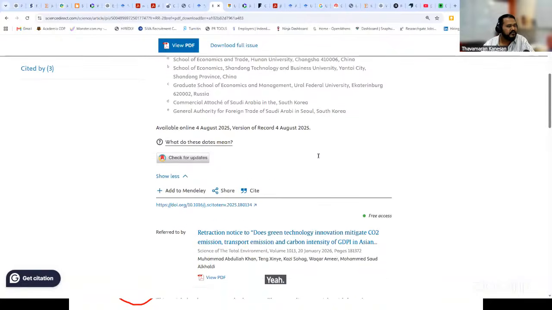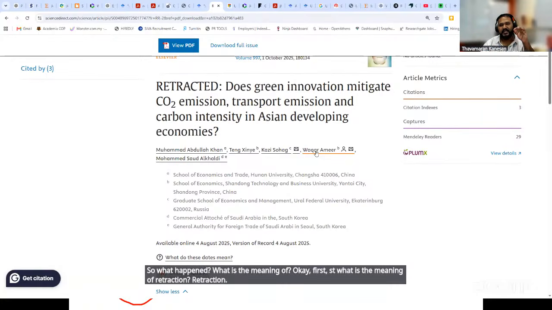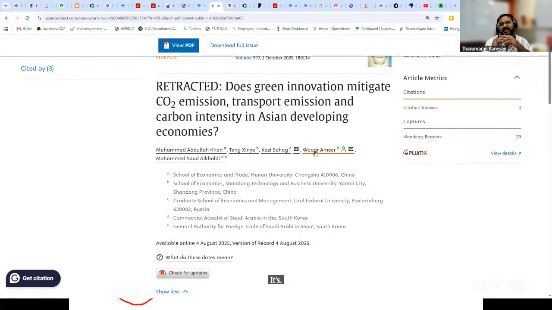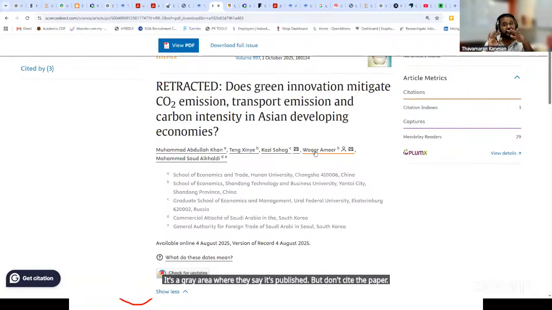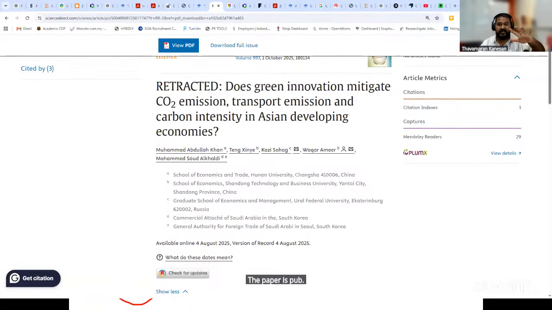So what happened? First, what is the meaning of retraction? Retraction means it's a gray area where they say it's published, but don't cite the paper because the paper is scanned. It's literally that. That is the very definition of retraction. The paper is published, done, but you don't cite it because this paper is scanned.